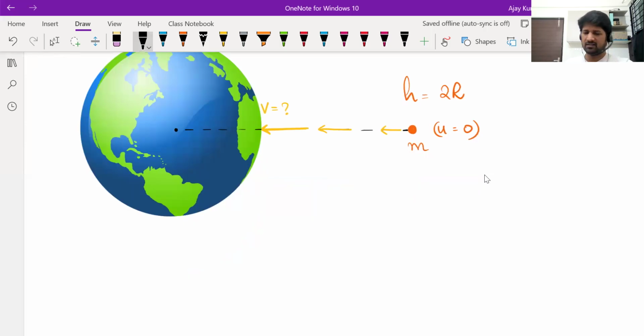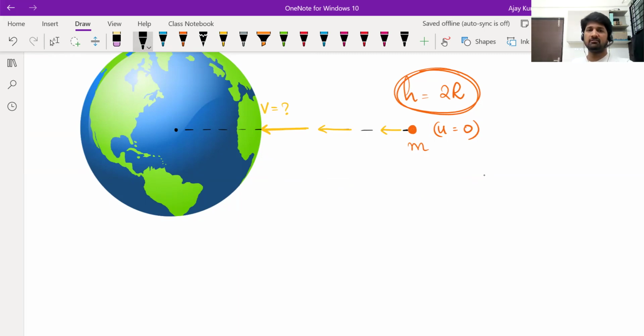See, I repeatedly told you that the height above the surface is 2R. Height is always taken from the surface, not from the center. But for potential energy, you need distance from the center. And also, I'm telling this to all of you. If you forget the minus sign, energy conservation based problems will go wrong.